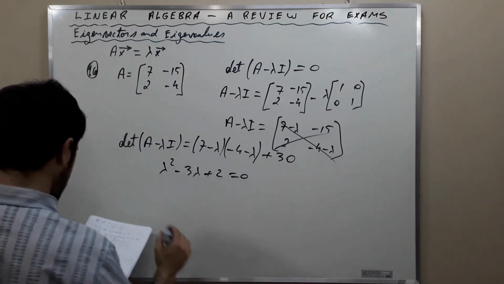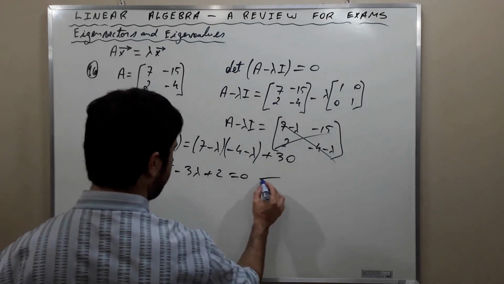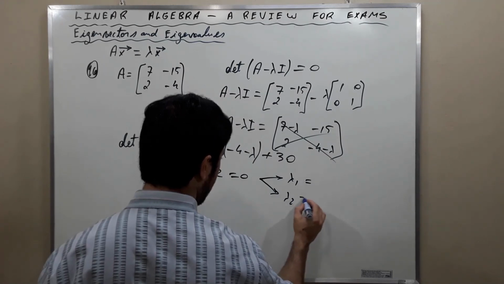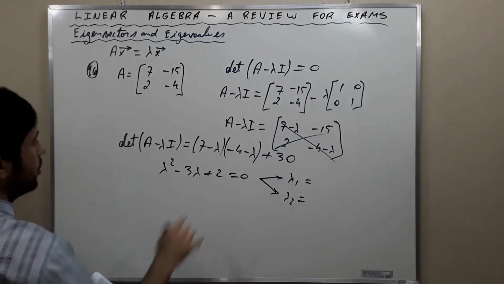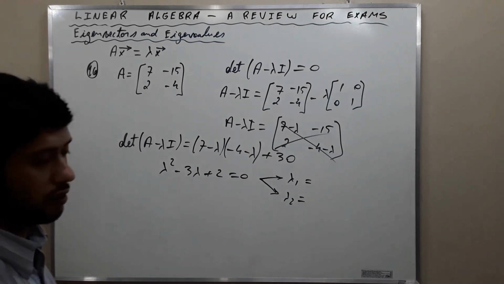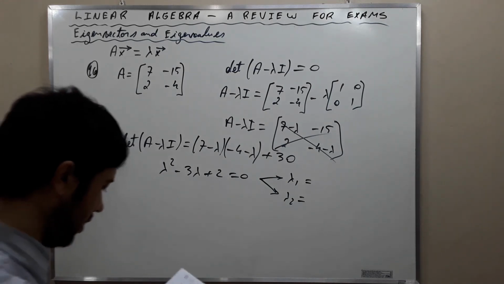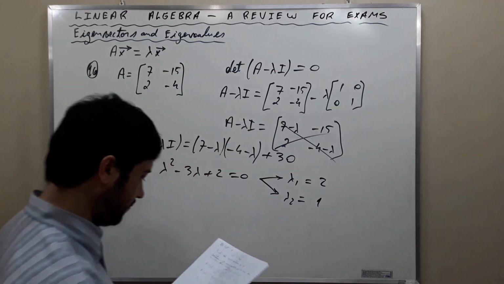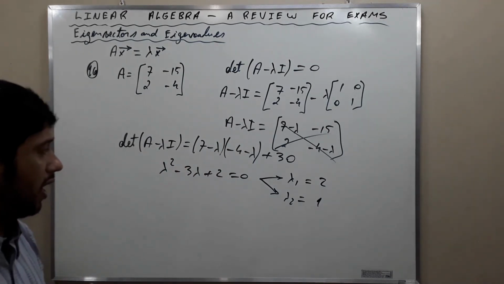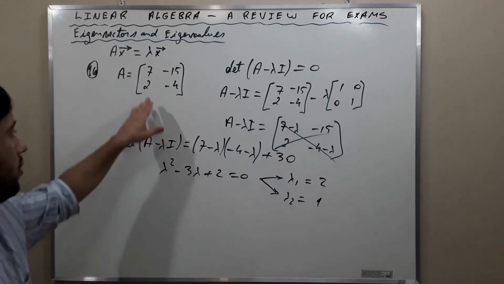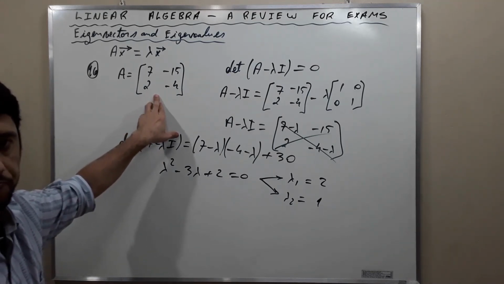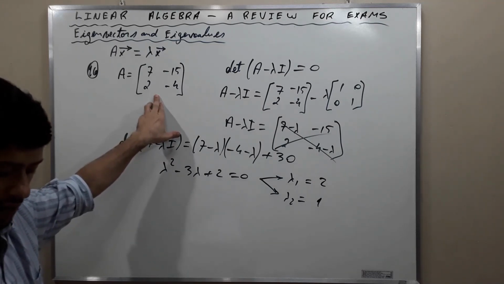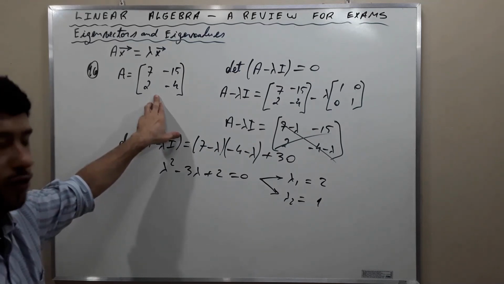Equal to 0, where we're going to find two values for lambda, lambda 1, lambda 2. You can, of course, find yourself the roots of this quadratic equation here, and we find 2 and 1. Okay, and these are the eigenvalues of this transformation here. Okay, 2 and 1 are the eigenvalues of this transformation here.